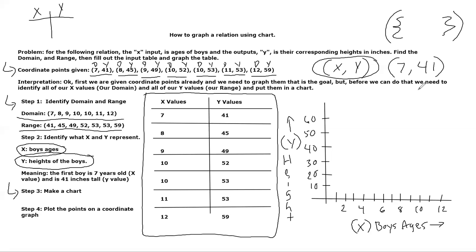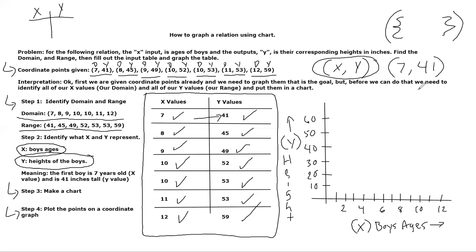So I need to put all my X values here and all my Y values here, which is exactly what I did. 7, 8, 9, the double 10, the 11, the 12, and then the corresponding Y values. Remember, the first boy was 7 years old and had a height of 41 inches. That's why they're across from each other. 45, 49, 52, 53, 53, 50, 59. Okay, cool. So what do we do now? Now that we've made a chart and we've established what domain and range is, we're going to plot the points onto a coordinate graph.